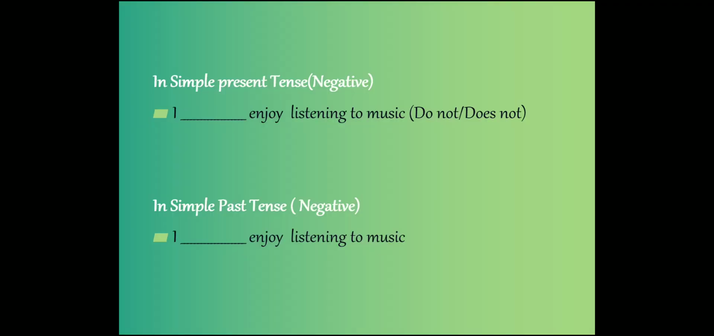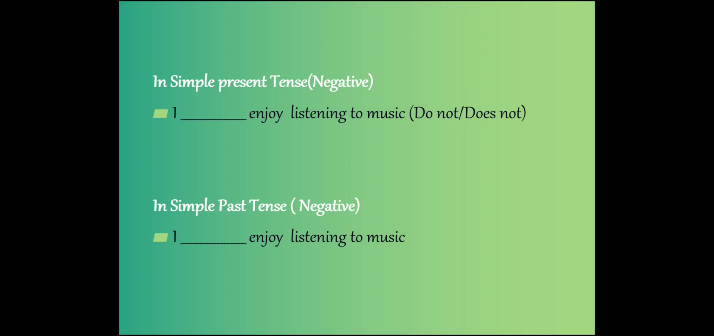Then just try to do this in simple present tense. I dash enjoy listening to music. Write the negation. I do not or I does not. As we told, I, first person singular, always takes a plural verb which is do, right? So I do not enjoy listening to music.